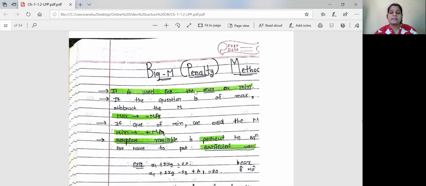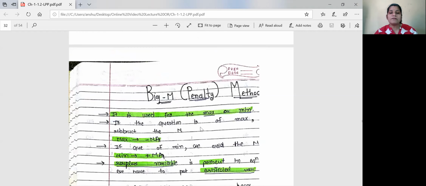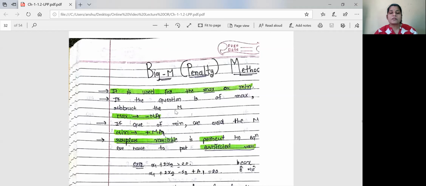So keep in mind, the simplex method is always used in maximization form, and the Big M method is used for maximization and minimization both. And in the two-phase method, the question may be given in the form of maximization or minimization, but we can solve it only in maximization form. That means whatever maximization or minimization is given, we have to convert it to only maximization form. Got it?